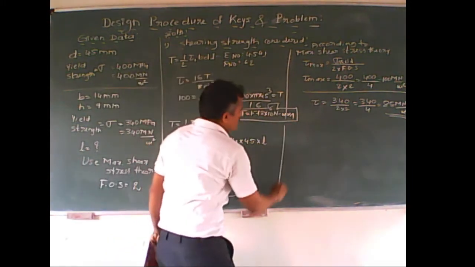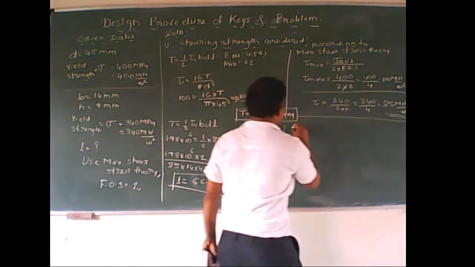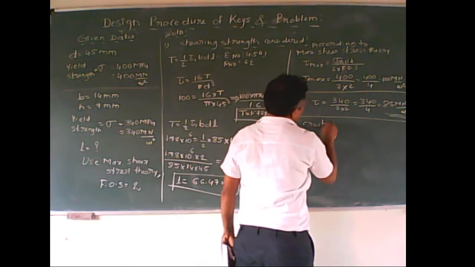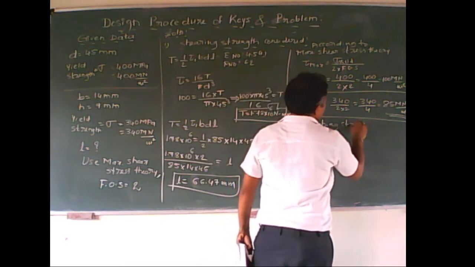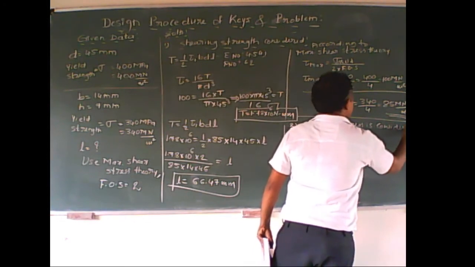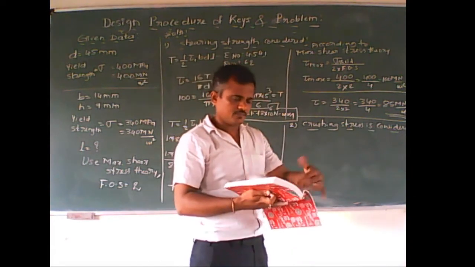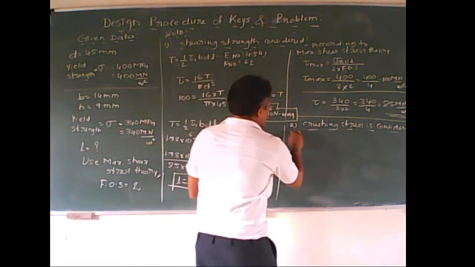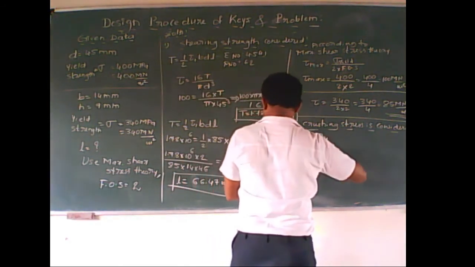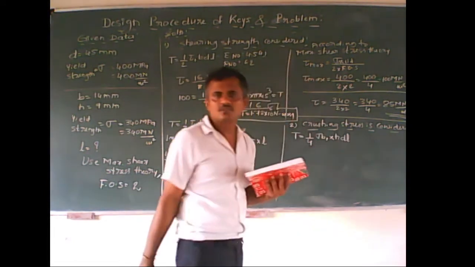Similarly, we have to go for determining the other value, that is, the second one where crushing stress is considered. Crushing stress is considered. So for which, what equation can I use? You can use the equation on the page number: T is equal to 1 by 4 sigma c b1 into h d l. Correct?